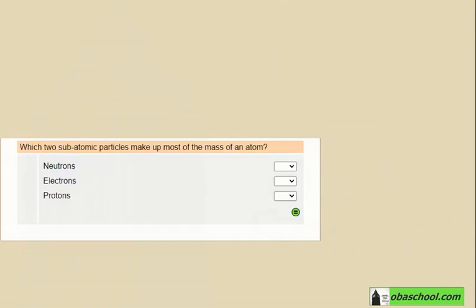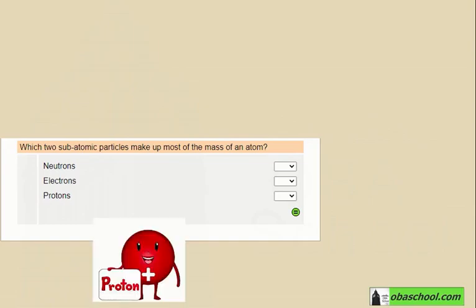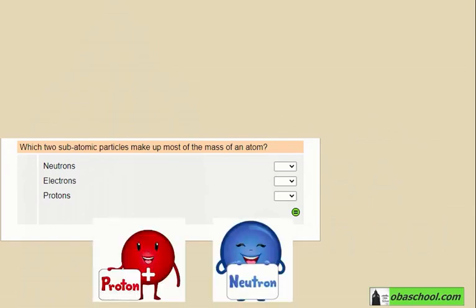Which two subatomic particles make up most of the mass of an atom? Remember that protons and neutrons have approximately equal masses. However, the mass of an electron is negligible, so the two subatomic particles would be neutrons and protons.